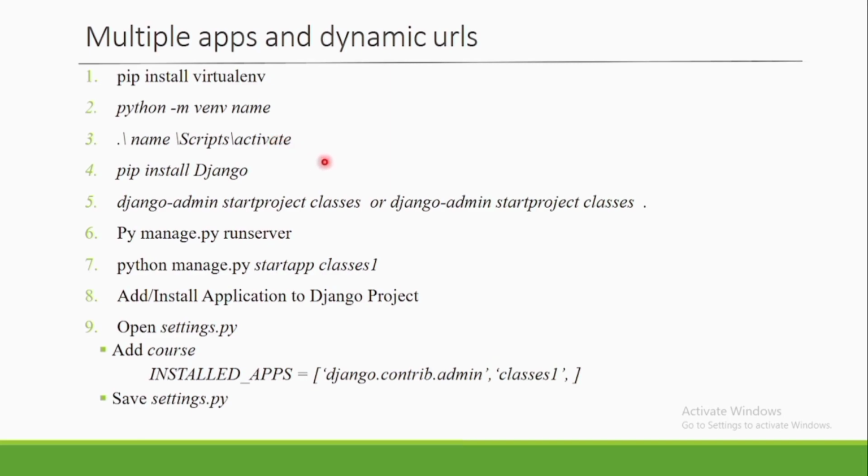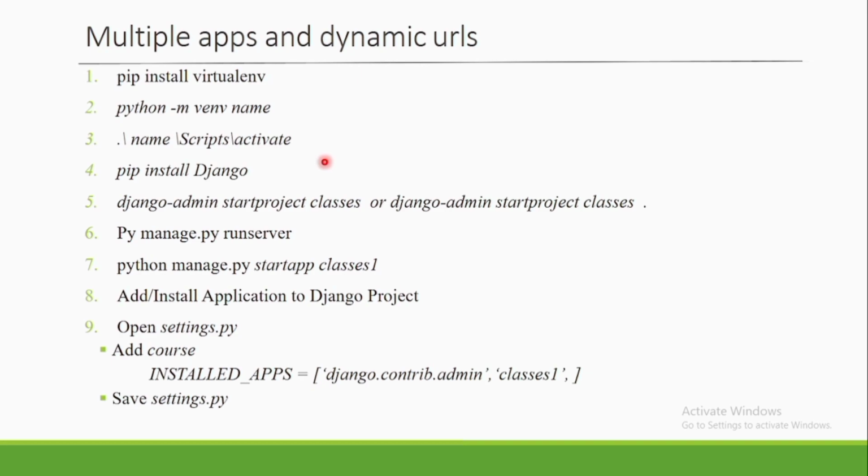So today we'll see how we can create multiple applications and link those applications with the help of hyperlinks. Although hyperlinks will be explained in detail in the next video, we'll try to cover some part in this video as well. Then we'll study dynamic URLs. Okay. So first let us see how we can create multiple applications.